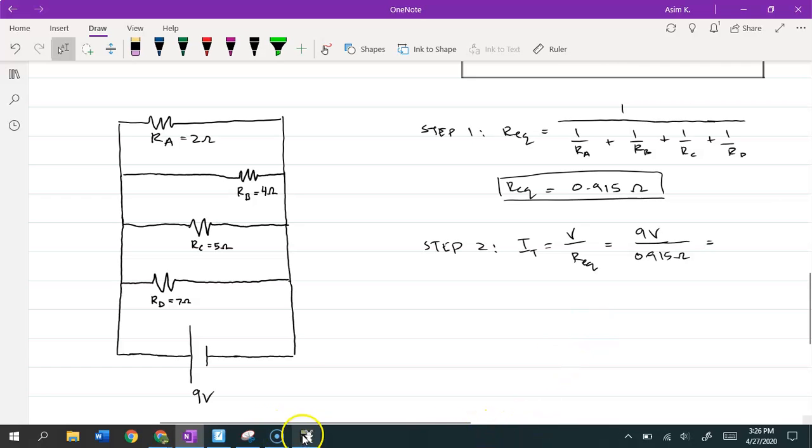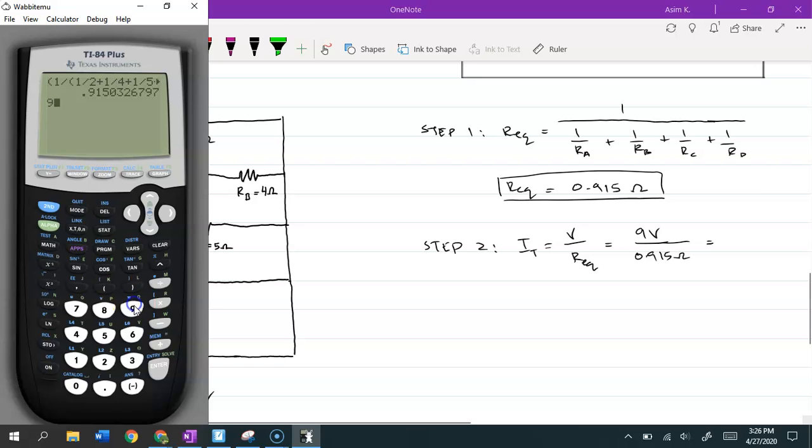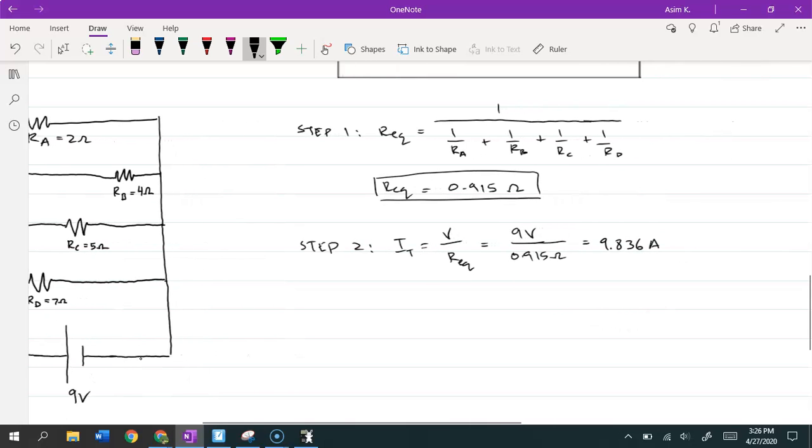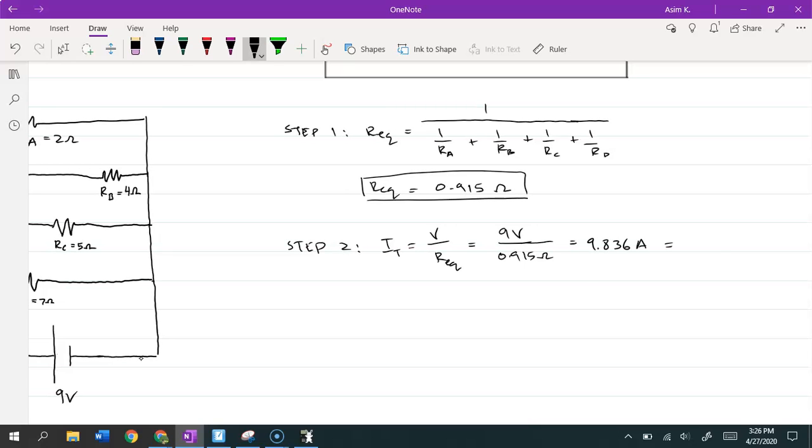So let's go ahead and do that. 9 divided by 0.915 is going to give us 9.836 amperes. So because we're going to have to put these in a calculation, let's just go ahead and turn that into 9.8 amperes. Okay, so 9.8 amperes, that's the total current running through them.